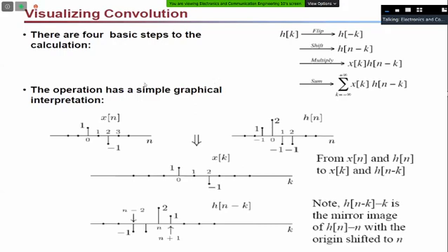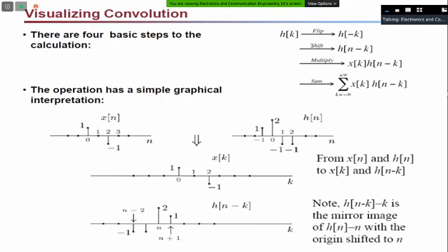Okay. So I was trying to explain convolution in the last lecture, and we saw how the principles of homogeneity, additivity, and linearity resulted in the convolution expression. But if you try to understand the basic process involved in convolution, what exactly it is, and you want to visualize the basic steps involved, there are 4 basic steps to the calculation.